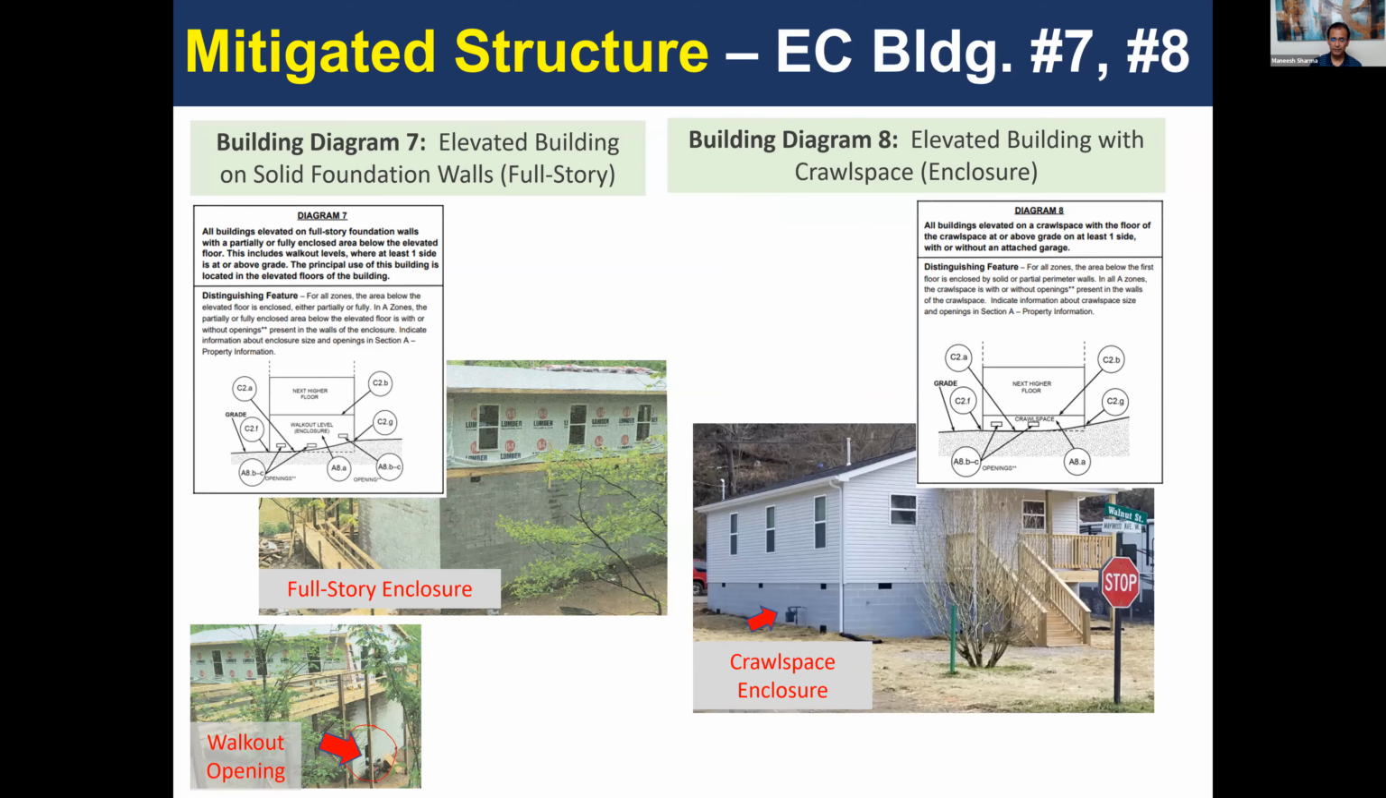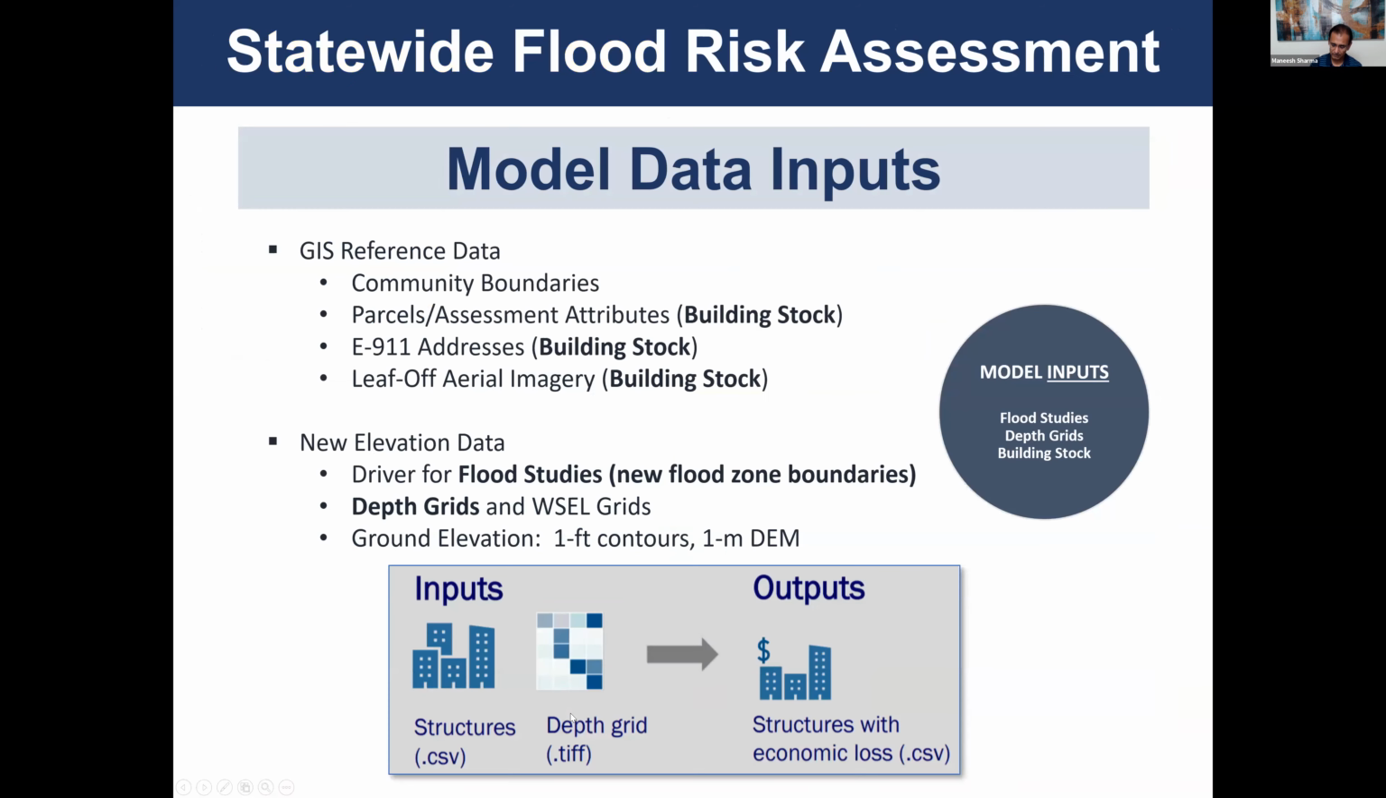This is building diagram number 7 and 8. 7 and 8 are related to the basement. 7 is a full story enclosure here. And in 8, you see there is a crawl space. So it's the full floor in one and the partial in the other. That's the only difference here. So that completed the part on building inventory.